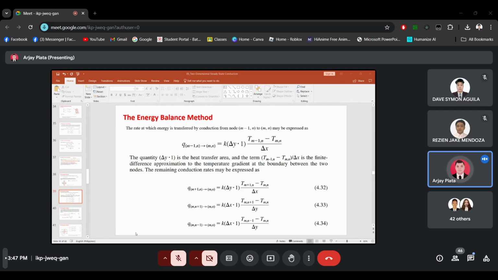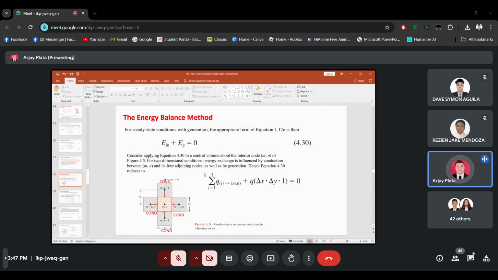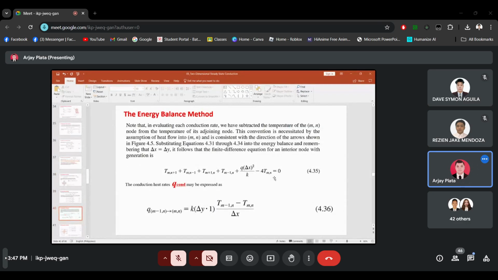So you just have to add these four nodes. We have to add the summation of Q going to Mn. And after you add this, you have to add also the heat generated. So this is Q times delta X times delta Y, wherein delta X is equivalent to delta Y. So we have Q times delta X squared. So that's our formula. Okay?